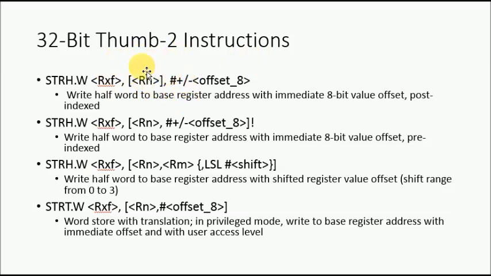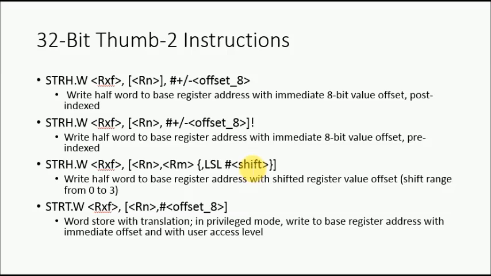Now the base address is present in Rn in these three instructions, and the offset is provided in three different ways. First, a plus or minus 8-bit offset is provided. Second case, a plus or minus 8-bit offset is provided with pre-indexing. And in the third, we have to shift the content of the Rm register to the left by the number specified in this position, that is the shift position.